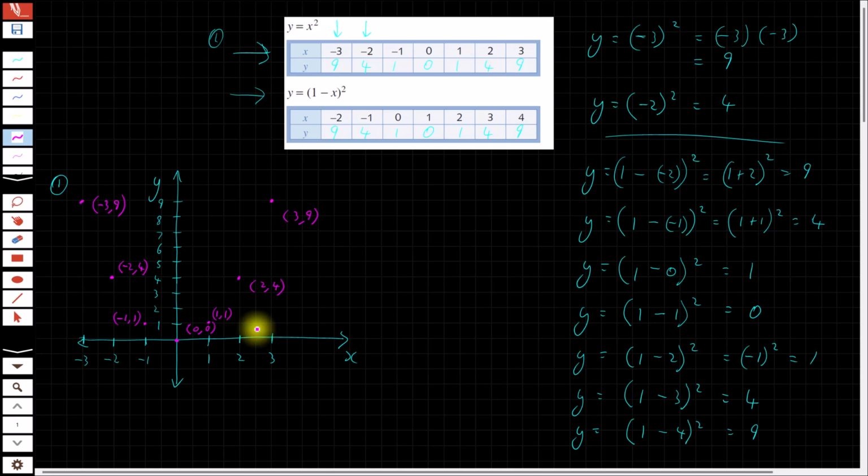Okay, we've got the points there. Now we need to sketch a line through those points. So we want to make it as nice a smooth line as possible. And there we have it. That is y equals x squared.